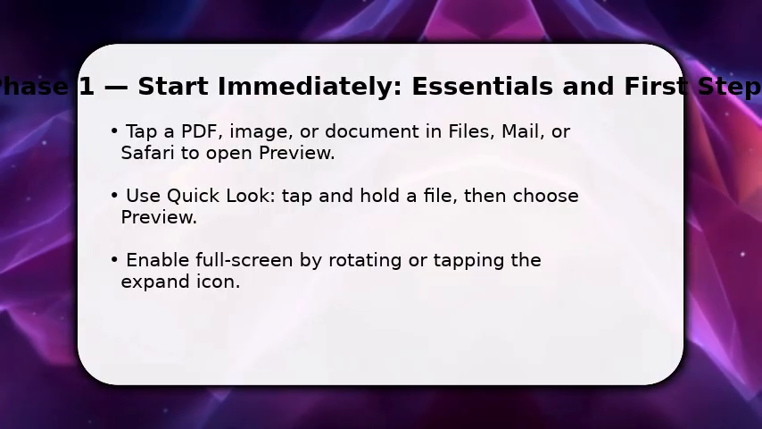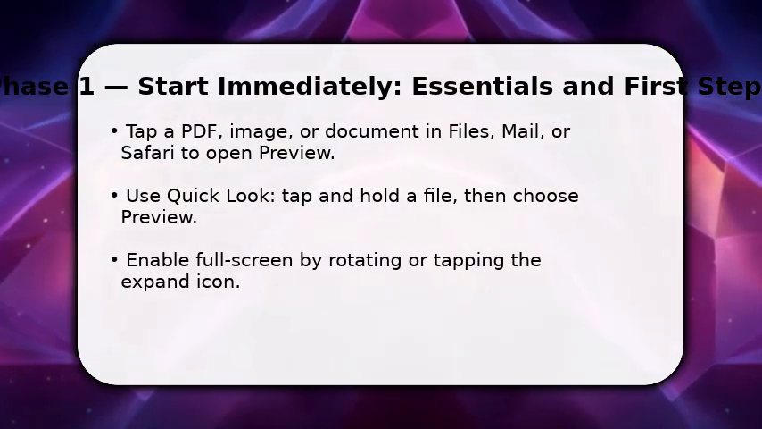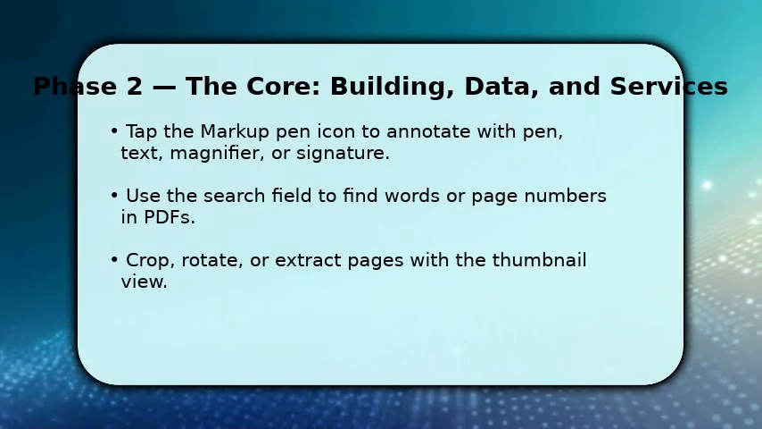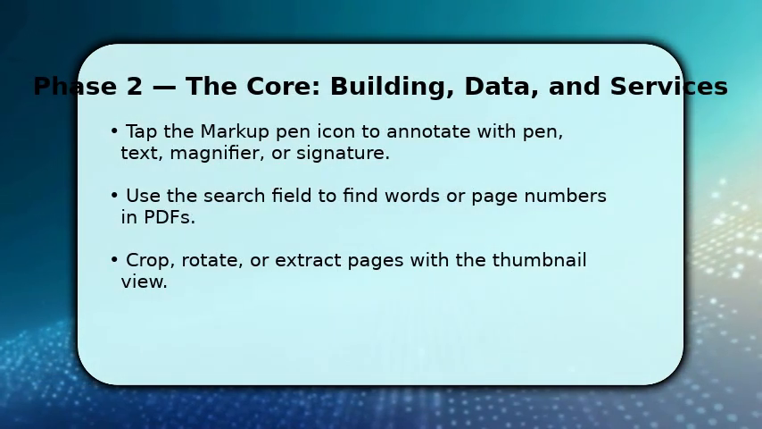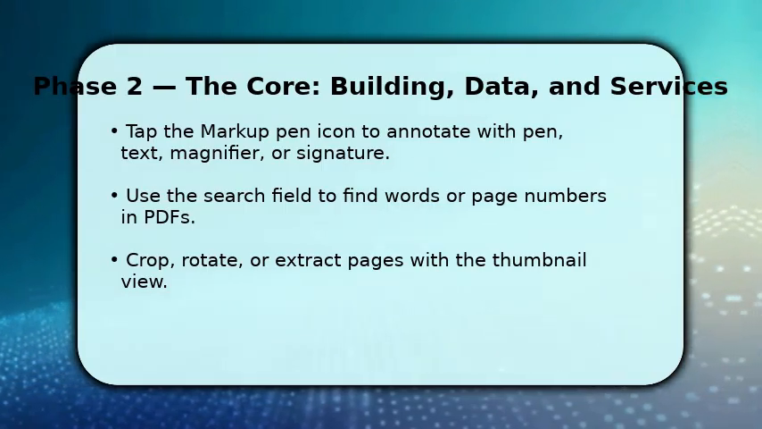As you start, notice the top toolbar for Tools. This is where you'll jump into annotation and navigation next. Now you'll edit and markup. Tap the markup pen icon to draw, add text, insert a signature, or use the loop for magnified detail.